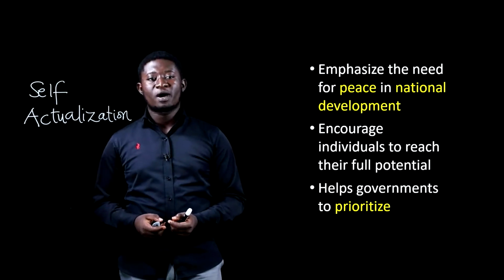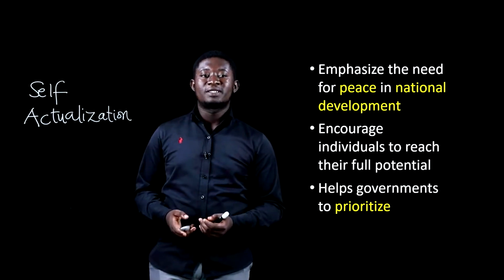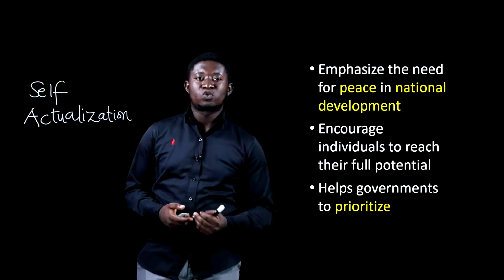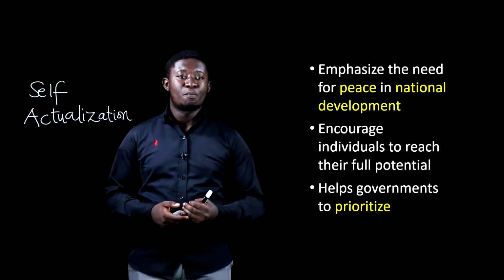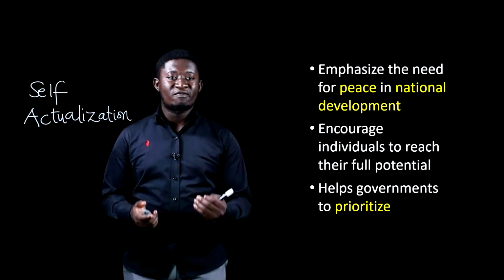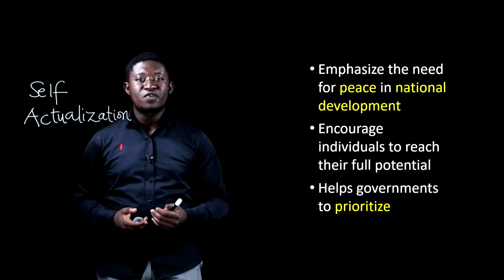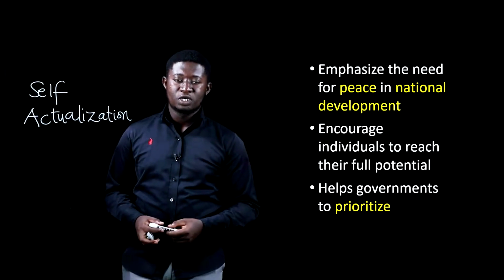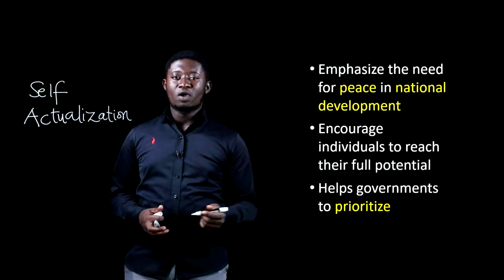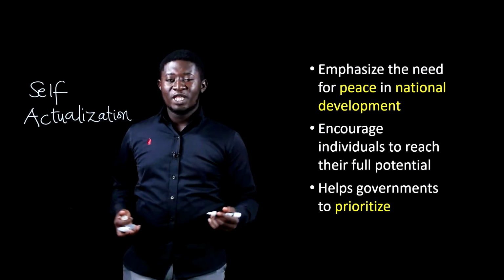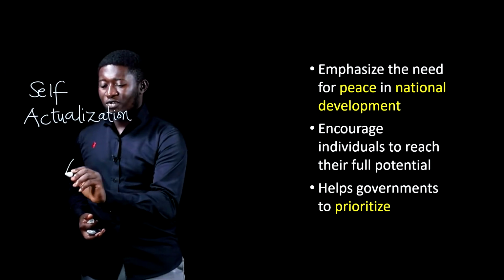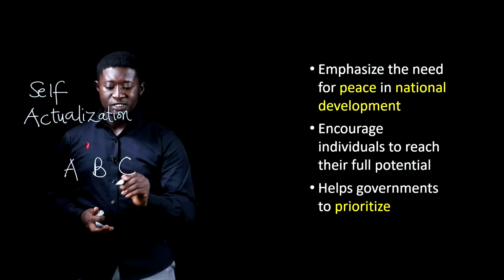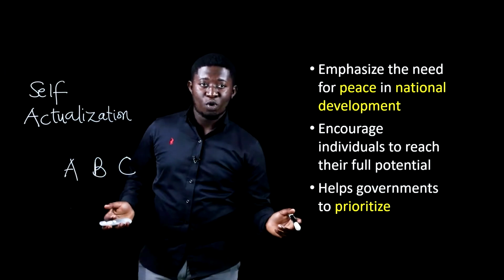Next, it helps governments to prioritize. Because Maslow's theory moves from one level to another in terms of importance and in terms of survival, it helps government apportion resources to the development of the country. So, for example, in the drawing of the national budget, the government might decide that we have A, we have B, and then we have C. All these are things of importance.